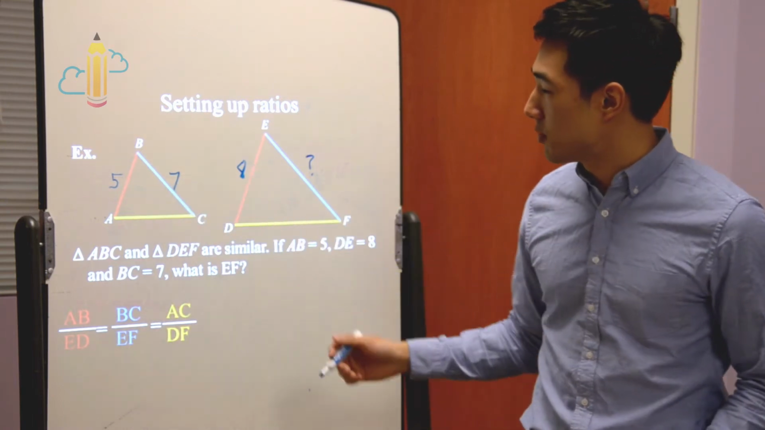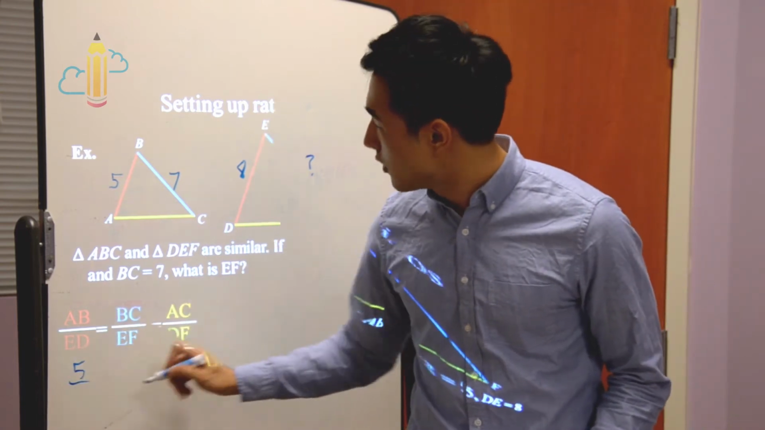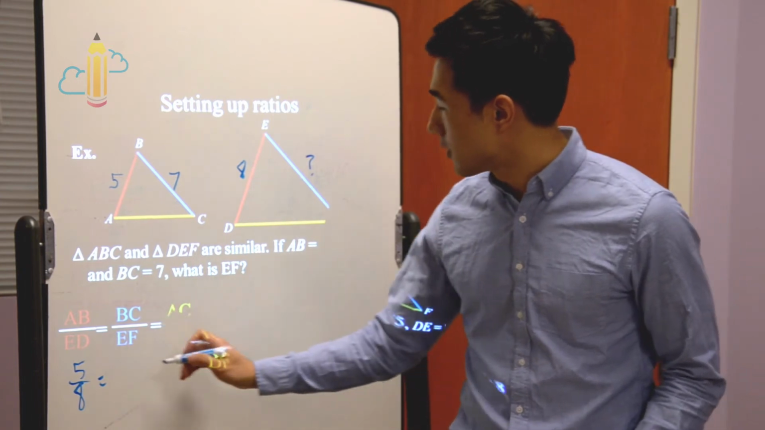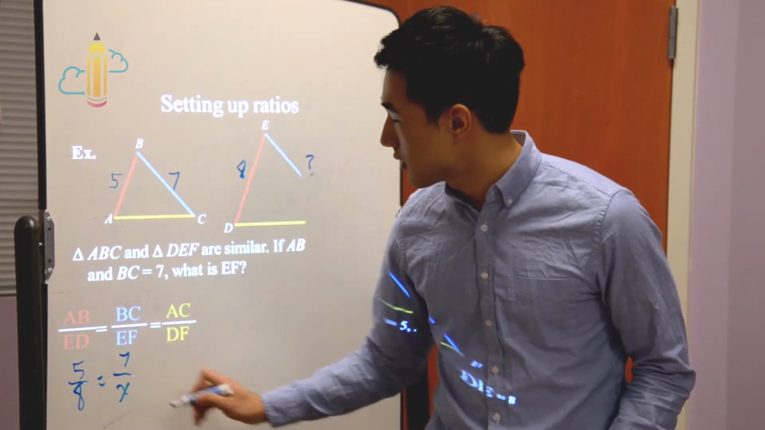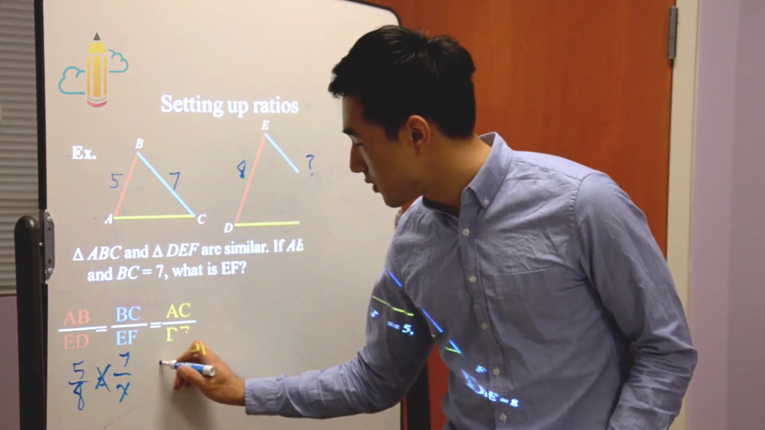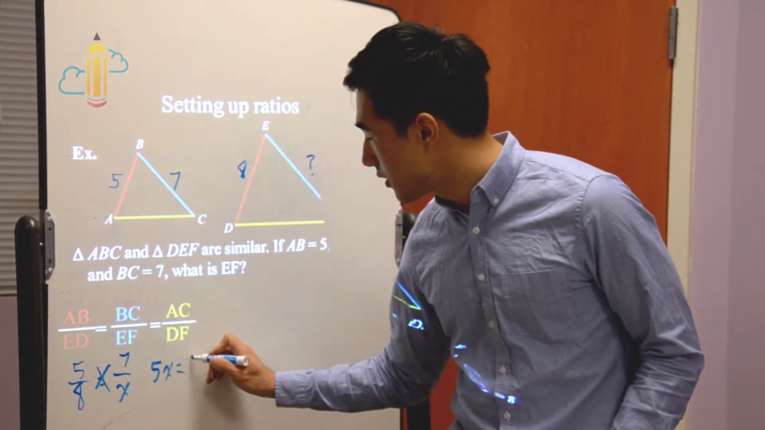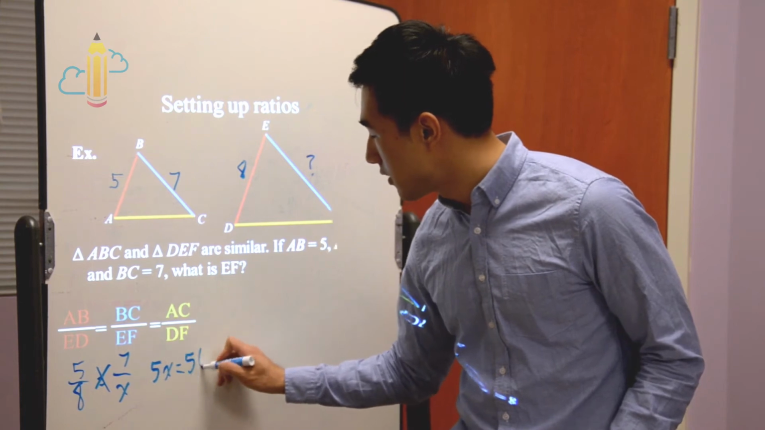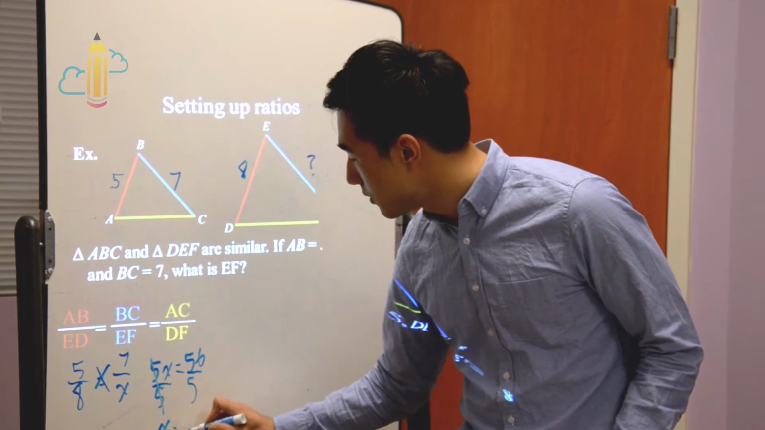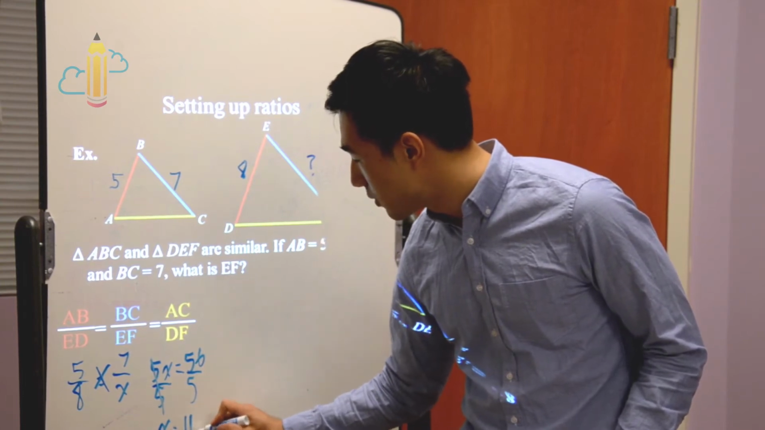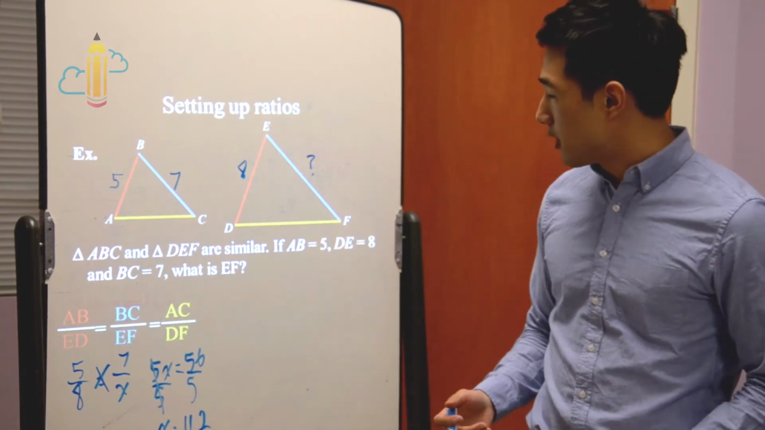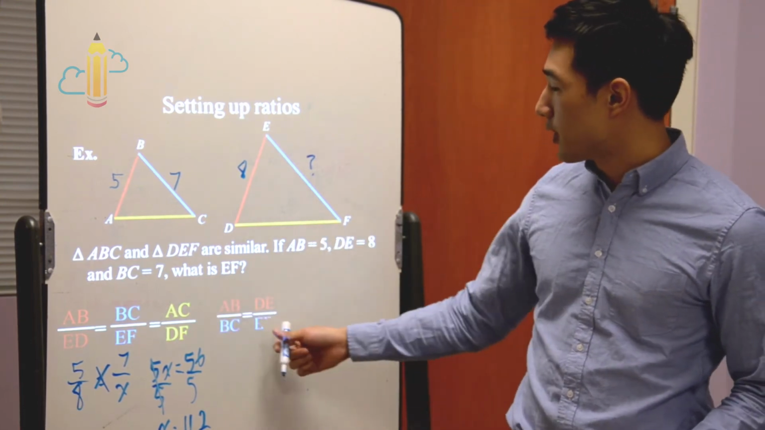So for this one, what would you put? You put 5 over 8 equals what? 7 over x. Okay, and then what do you do after that? Cross multiply, which gives you 5x equals 8 times 7. And then divide both sides. So x equals like 11.2 or something. Okay? Alright, and then the second way you can set it up is this way.